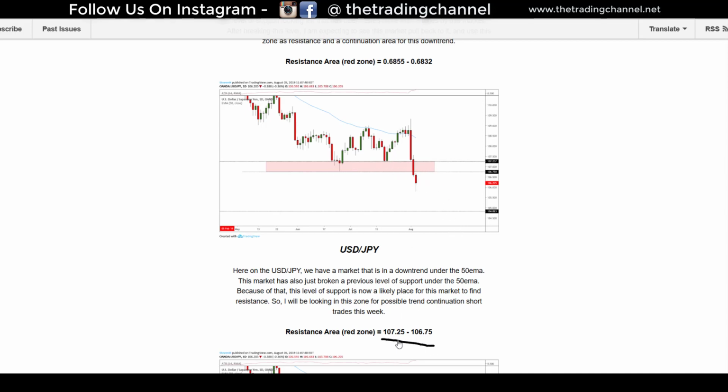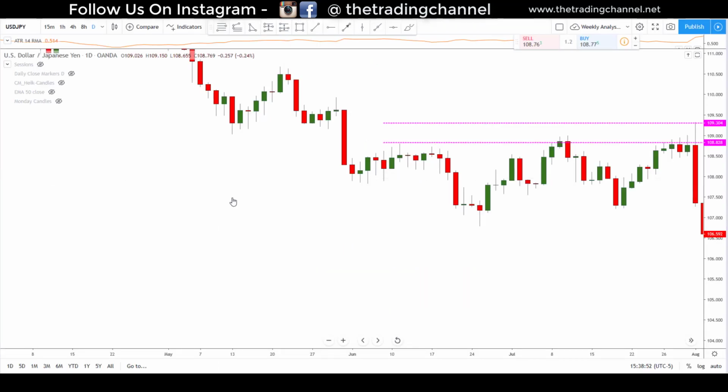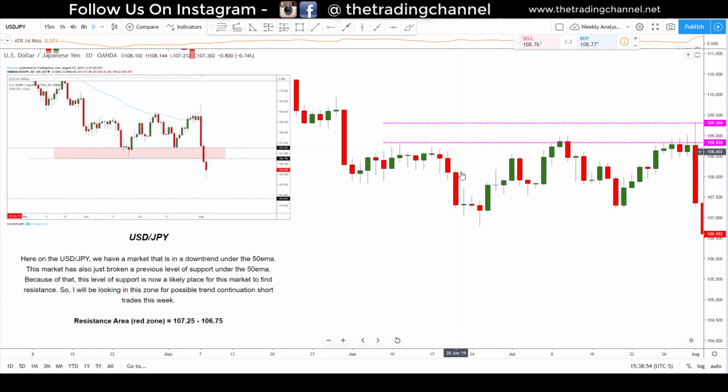That zone exists between 107.25 and 106.75. So I'll put a screenshot up just like I did before right here, and I'll also make a zone.